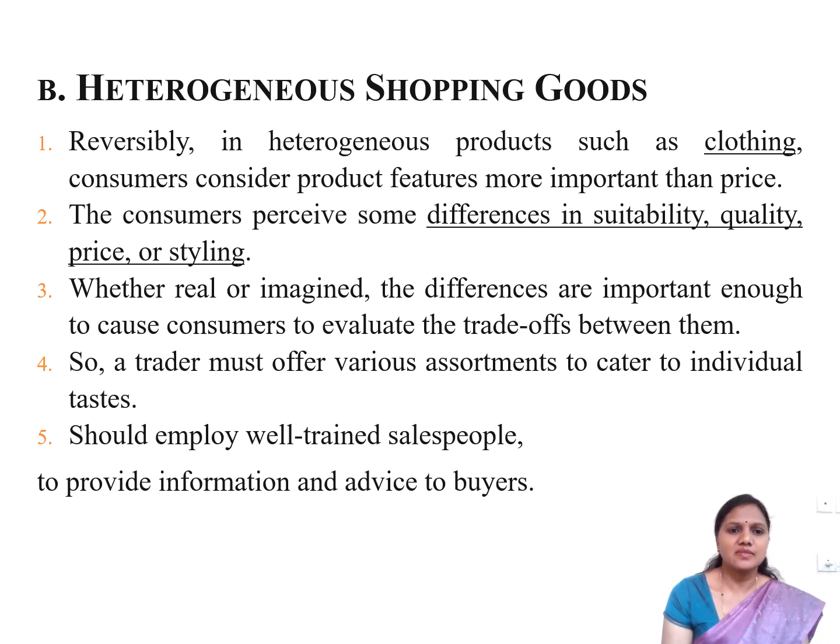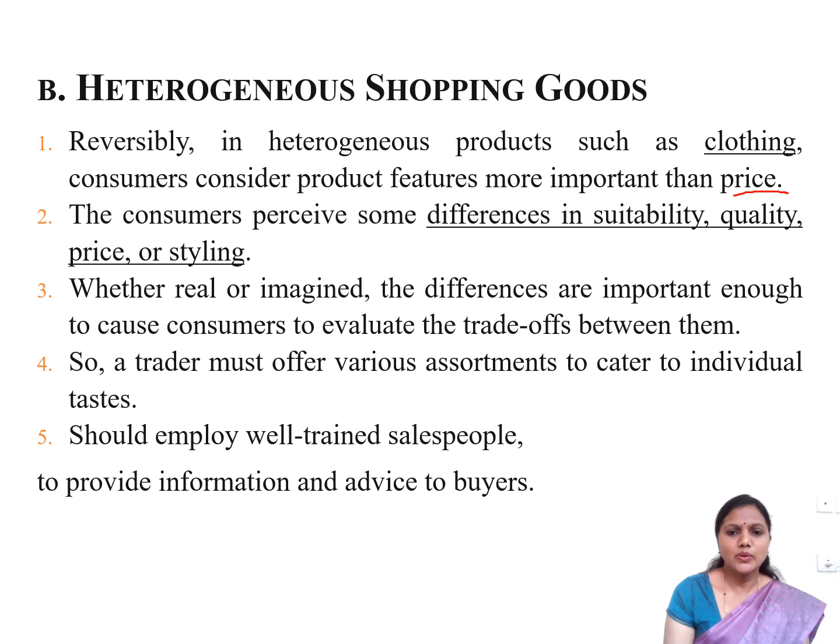It is the reverse of homogeneous shopping goods. For example, in the case of clothing, consumers consider product features more important than the price. The size, the shape, and the color of the clothing matter more. The cloth which attracts the consumer will be bought, and he will not worry about the price. Even if it is costly, since he has liked that cloth, he will buy it. So it is heterogeneous. The design, style, and color which impress the customers will be bought by the consumers.